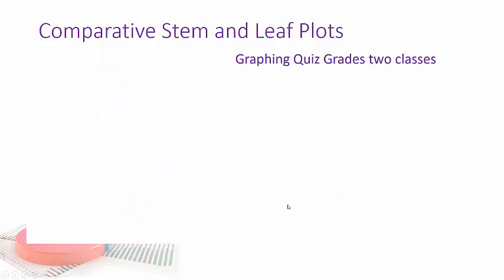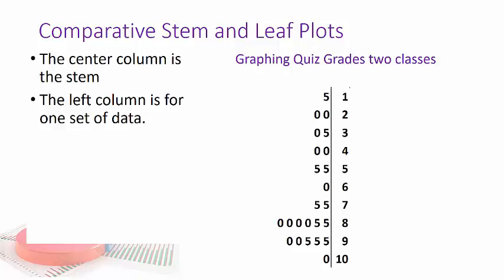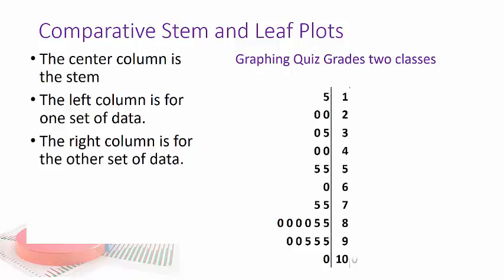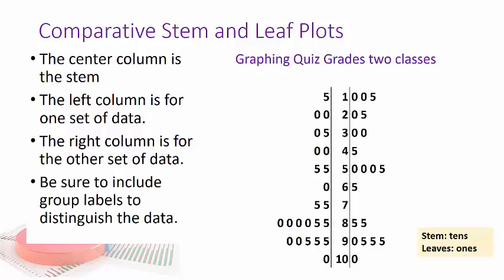Now, you can also do a comparative stem and leaf plot. So let's say I wanted to compare 2 classes side by side. So the center column is going to be the stem, like before. The left column is for one set of data, and the right column is for the other set of data. And you still have your key like before. Be sure to include group labels so you can distinguish the data. So I know that first class I'll just call class A here, and the other class I'll call class B.